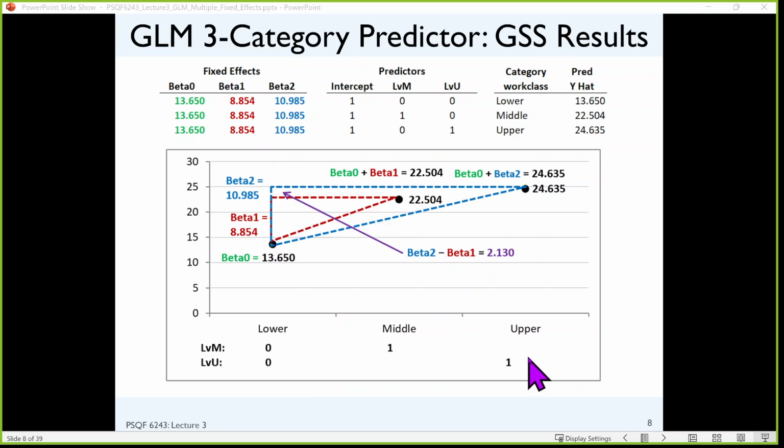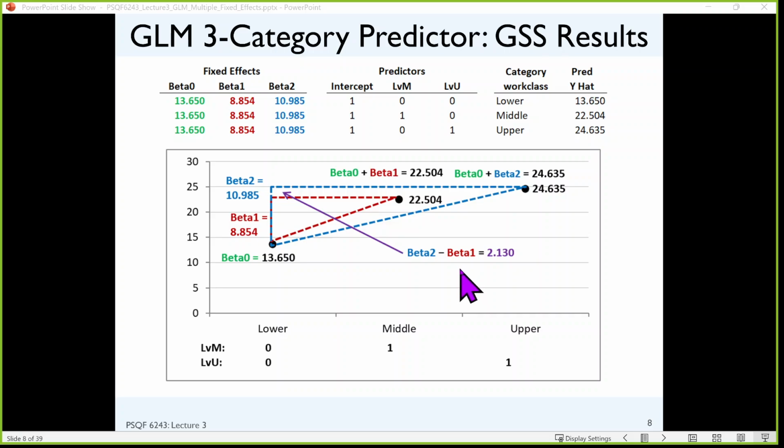If I do the other x-axis, if I go from lower all the way to upper, this is still a 1 unit change given my coding scheme. And so I have the corresponding change in y as the length of this blue line right here, which is 10.985, the slope of beta 2. Well, I can then figure out, like if I start with 13.6 and I add 8.8, I get to 22.5. If I start with 13.65 and I add 10.985, I get to 24. And then I can compute the difference. So I know that if beta 2 gets me all the way up to 10.9 and beta 1 only gets me to 8.8, that little difference right there, that's the missing slope that I don't have.